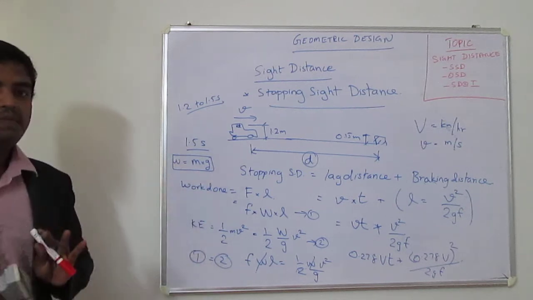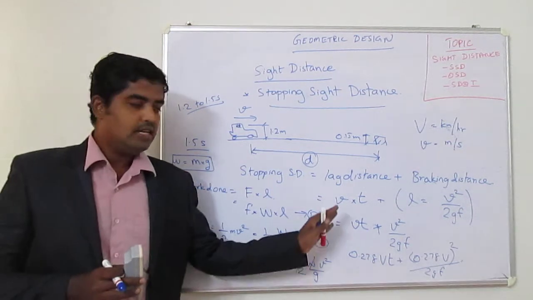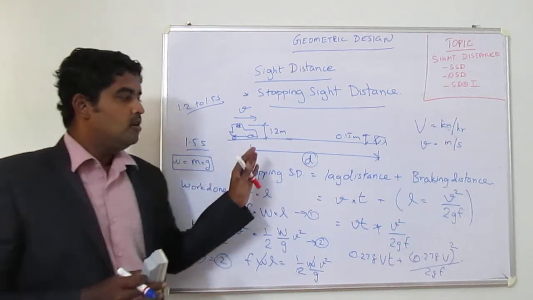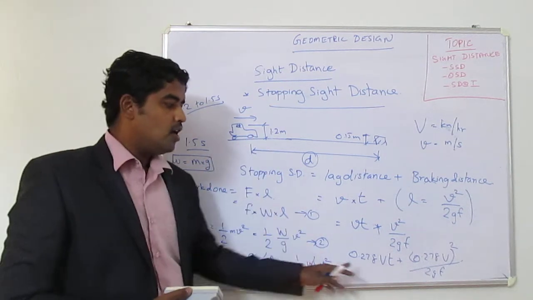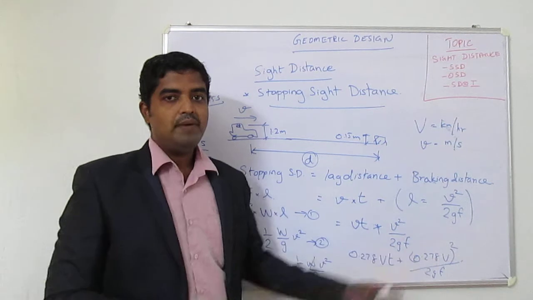So this is the stopping distance. So in total, the distance required for the vehicle to come to a complete halt on seeing the object is dt plus v square by 2gf.